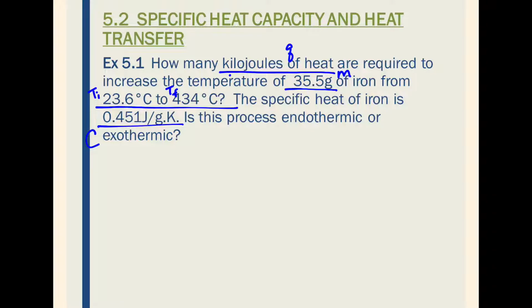All right, so step one should always be to write your equation. So I'm going to start with Q equals MC delta T. We're solving for Q, so that's helpful.